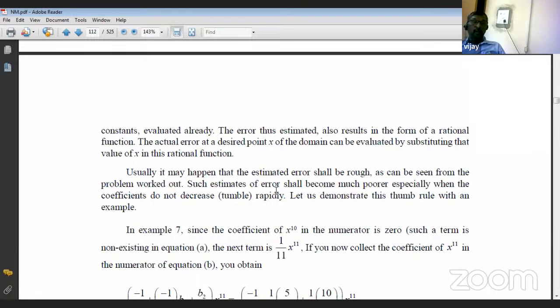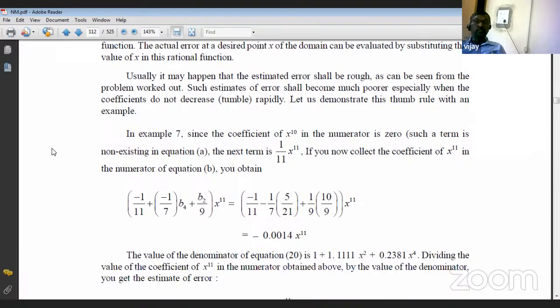And I did that when the error was estimated here. Therefore, in the form of a relational function, the actual error at a point x in the domain can be found by substituting the value x in the relation. Usually, it may happen that the estimated error shall be wrong, as can be seen from the earlier problem, especially when the coefficients are not decreasing. Let us demonstrate this today.